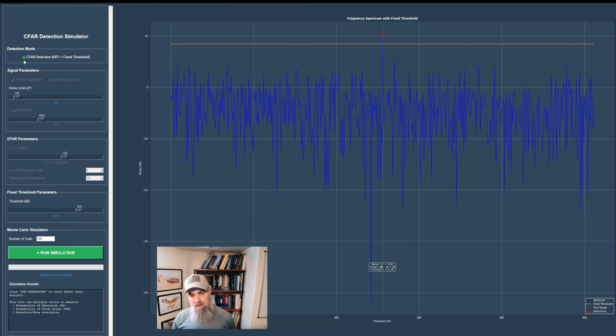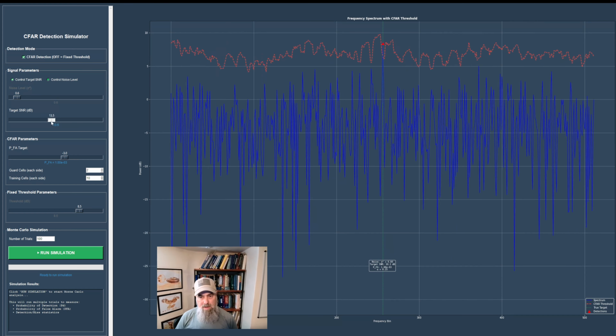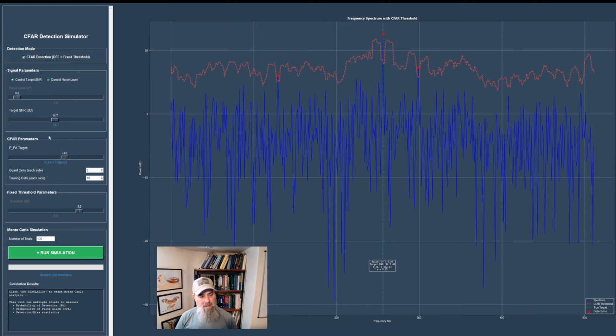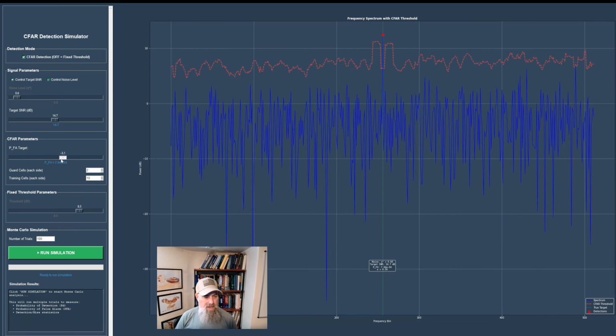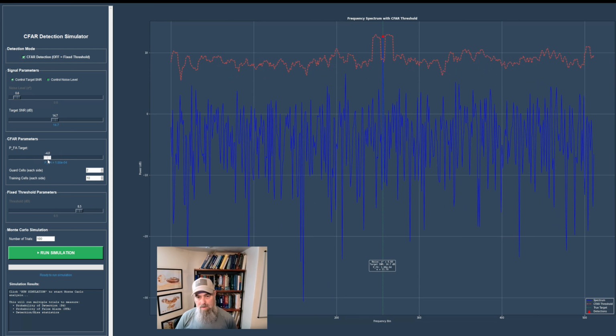Okay, let's turn on the CFAR again. And now we can change, for example, the target SNR. We can make the target larger in terms of SNR. Okay, and we now can play with the false alarm. So we can set the false alarm. Let's take it to 10 to the -4. Okay, and you can see that the threshold now is going up.